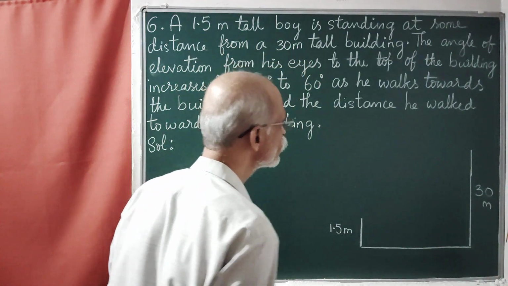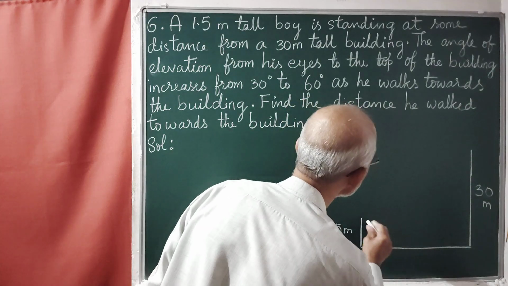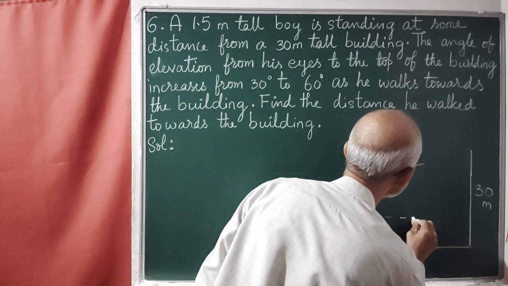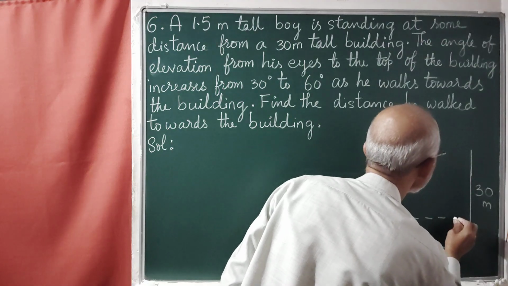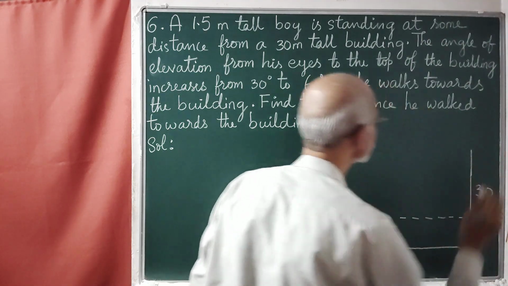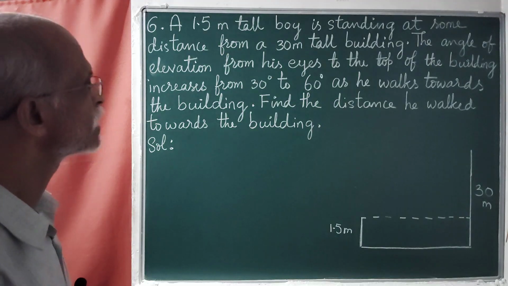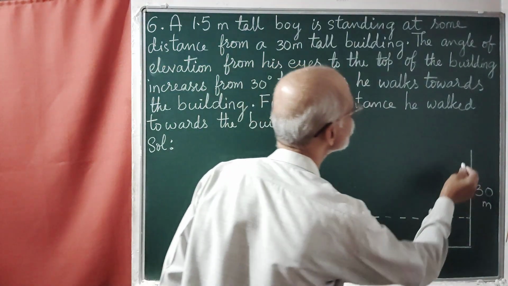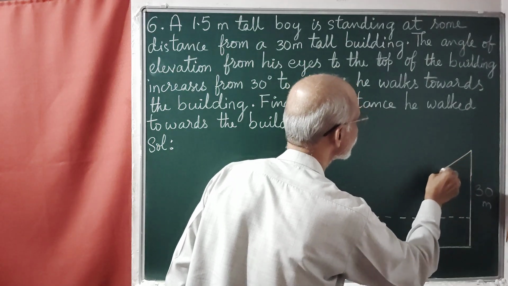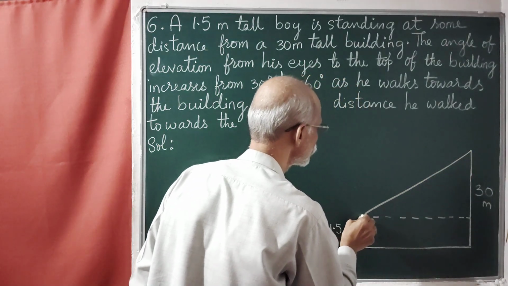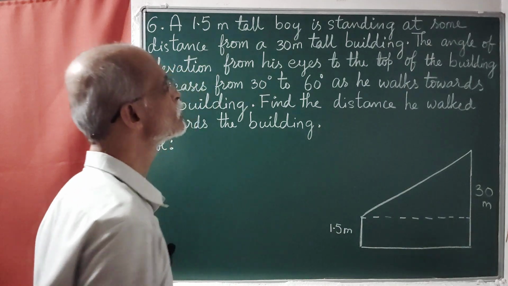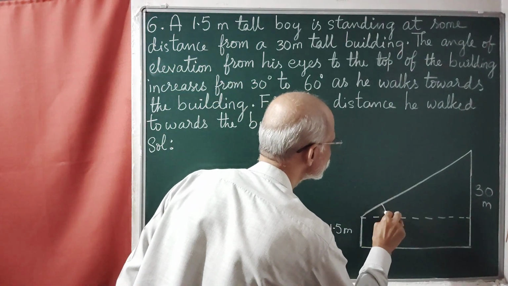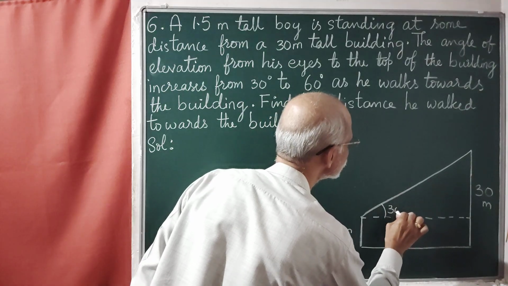Now here we will mark his eye level. This is his eye level. The angle of elevation from his eye level to the top of the building. First it was 30 degrees. This is 30 degrees.